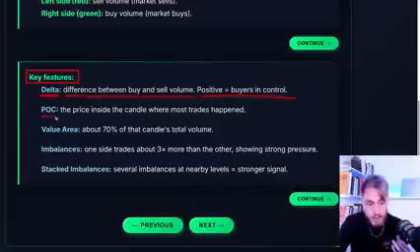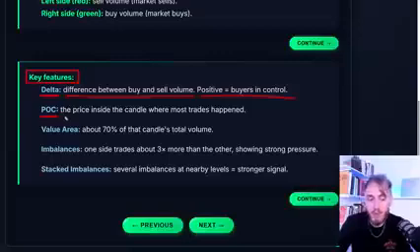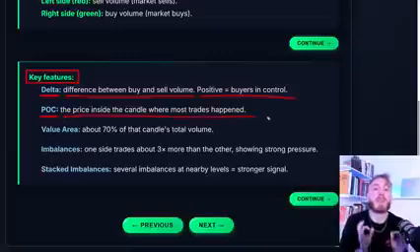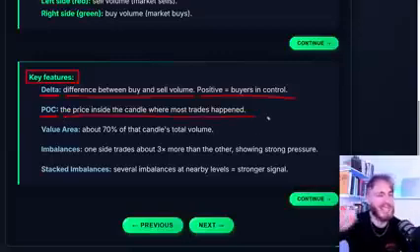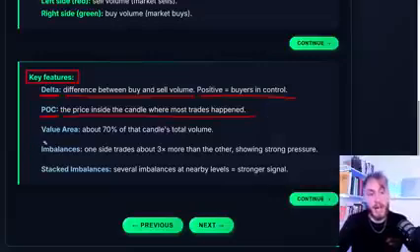The next concept here is the point of control, and you already know about this concept if you didn't skip over any part of the course. The point of control is simply the price inside the candle where the most trades happen. This is very important to learn about, because we can actually use the point of control to find, for example, support and resistance levels. I will show you how to do that step by step.